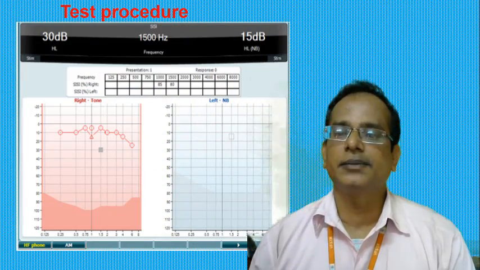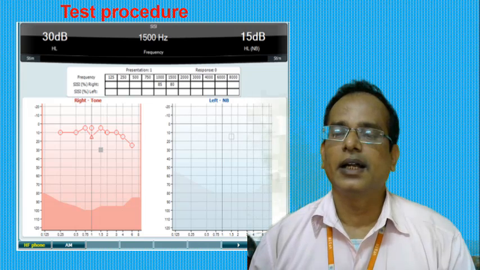So this is the test procedure you are seeing here. The dB is given in white color and the frequency is given. So here they have taken different types of hearing loss with respect to loudness and intensity level.